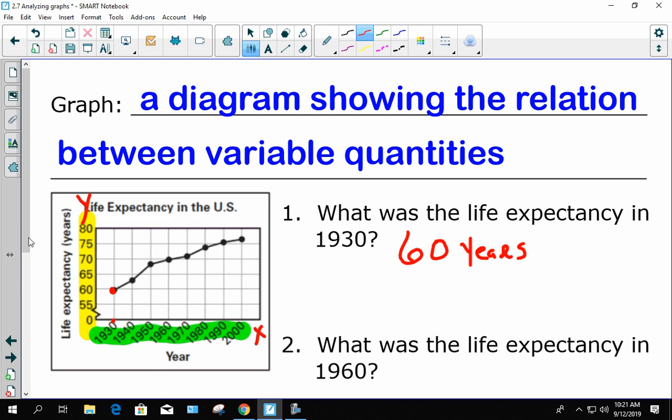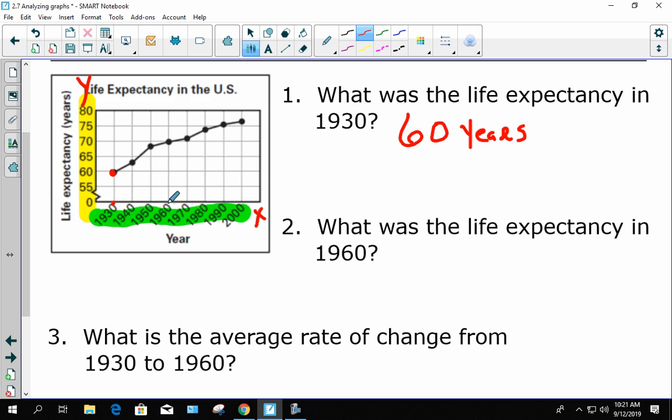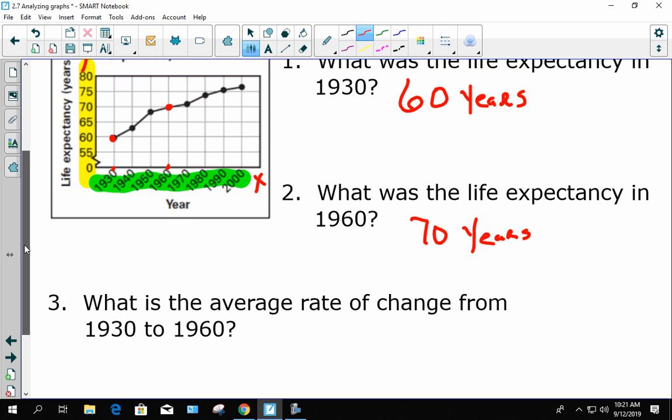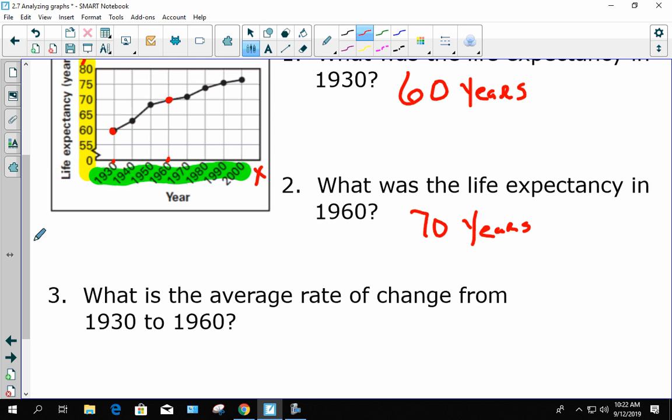What is the life expectancy in 1960? Right here is 1960. And we now expect to live 70 years. Now, the average rate of change from 1930 to 1960. So, hold on, don't write yet. I'm going to show you the two different ways to do this.